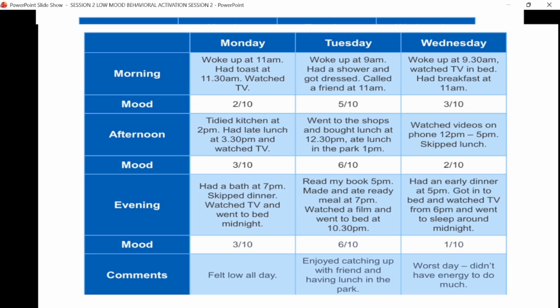So this person woke up at 11 a.m. They had toast at 11:30 and they watched TV in the morning. The mood was 2 out of 10. And that means that the mood was not lifted. Tuesday, they woke up 9 a.m., had a shower, got dressed, called a friend at 11. That lifted their mood, 5 out of 10. Wednesday morning, woke up at 9:30, watched TV in bed, had breakfast at 11. The mood was 3 out of 10.